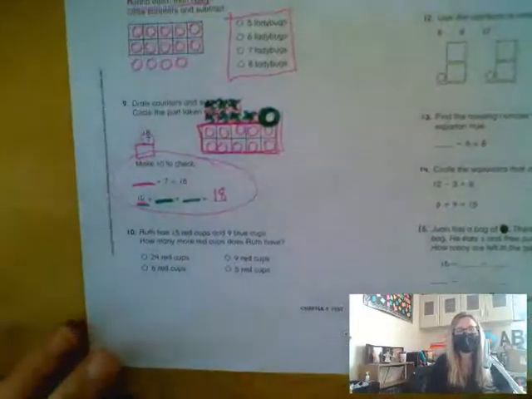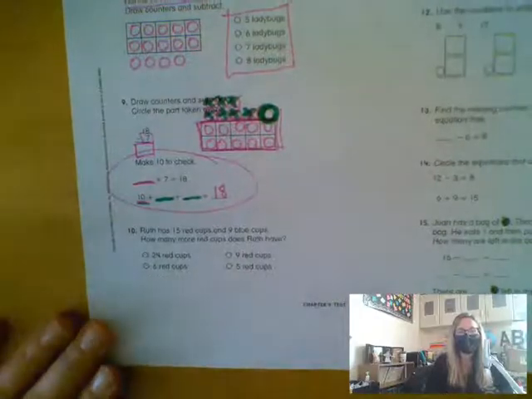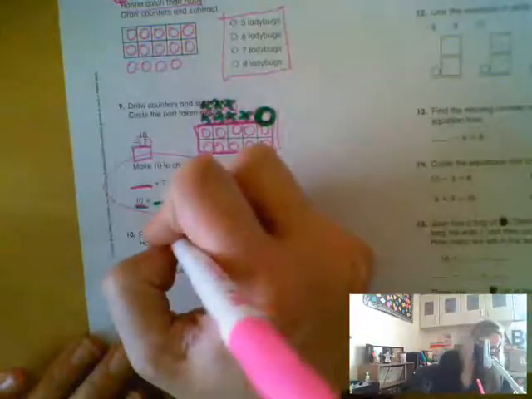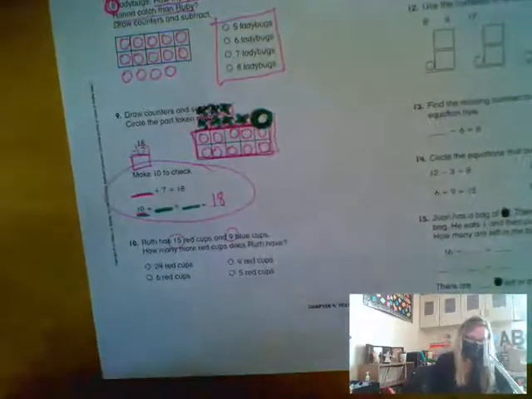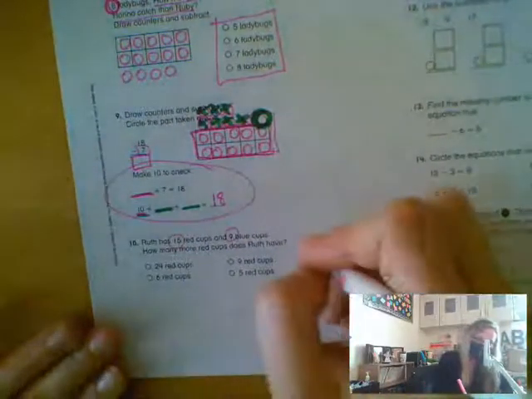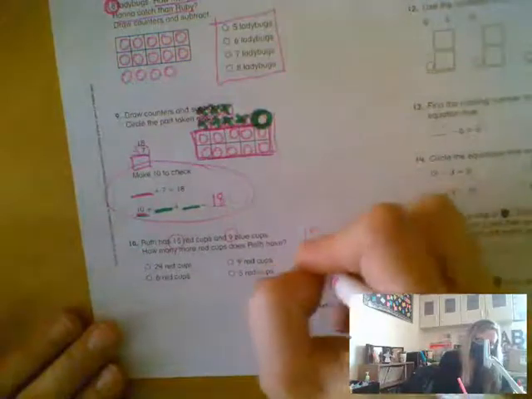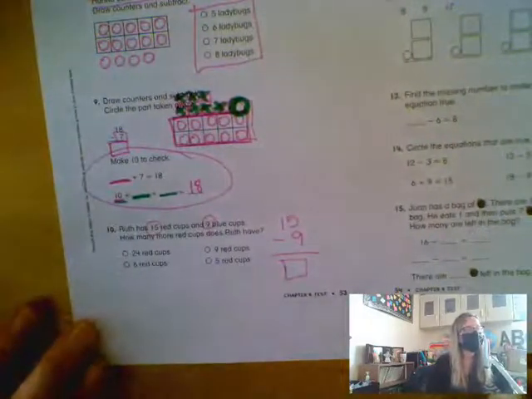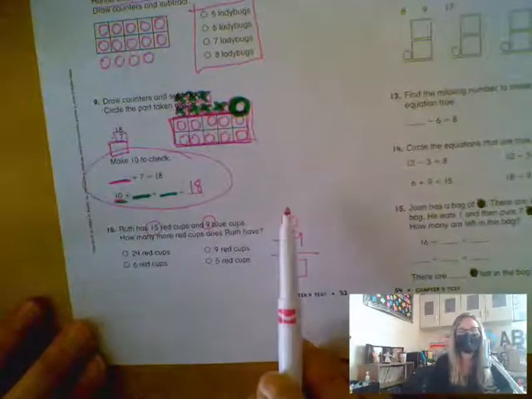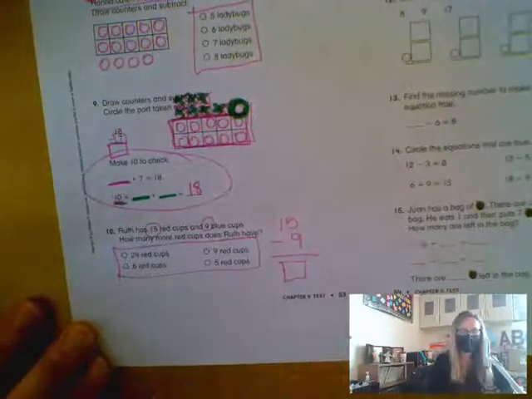Let's take a look down at number 10. Ruth has 15 red cups, circle 15, and she has 9 blue cups. How many more red does she have than blue? So you're looking at 15, take away 9 equals some number. You can draw it, you can use fingers, you can use your counters, you can use your mental math, figure out 15 minus 9, and then fill in the bubble next to your correct answer.